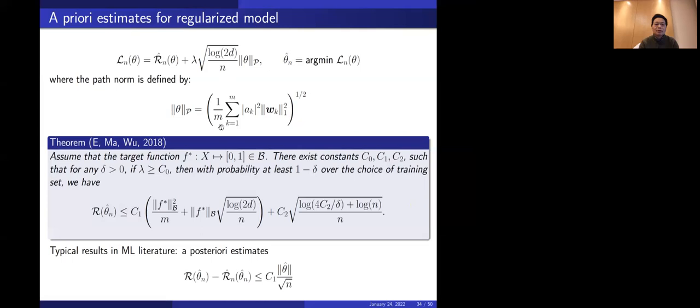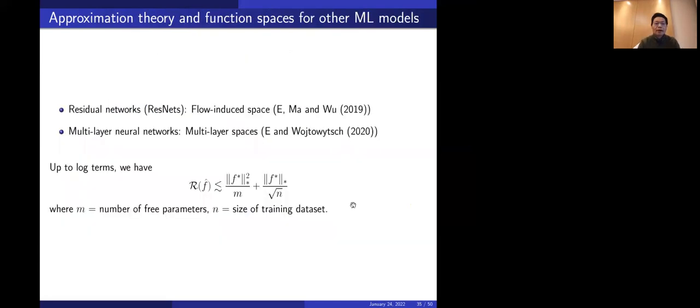And then you can show that global minimizers of the regularized model satisfy the following estimates, namely the test error is bounded by 1/m and 1/√n, times the Barron norms of the coefficients, and these are unimportant logarithmic factors. Okay, so this is for two-layer neural network models.